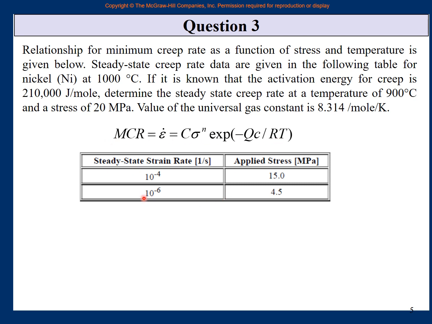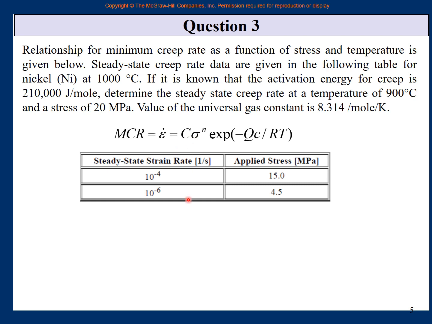Secondly, 10 raised to minus 6, same equation. This is the strain rate. C sigma raised to n, sigma this time is 4.5 megapascal. Exponent Q, R, T, those values are the same. So you write this equation twice, right? And then you solve them together and you will find the unknowns C and n, right? This is C and n.